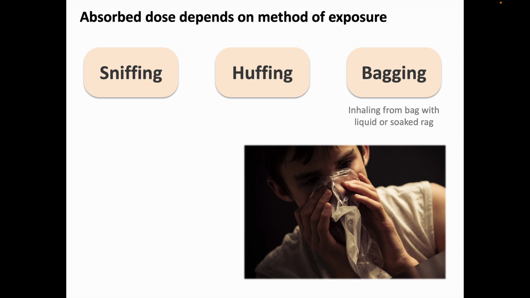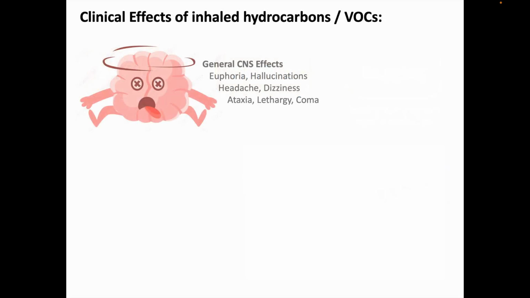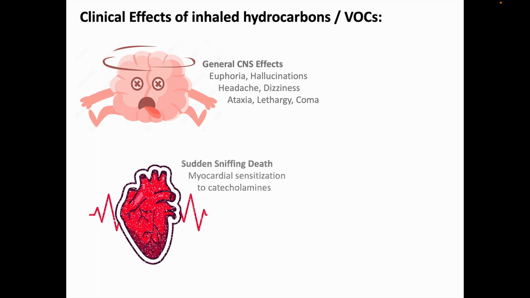As a general effect of these inhaled hydrocarbons and volatile organic compounds, you get various CNS effects along a spectrum depending on the dose. The user is looking for euphoria and maybe hallucinations, and then they can also have headaches, dizziness, ataxia, an unsteady gait, lethargy, or coma.